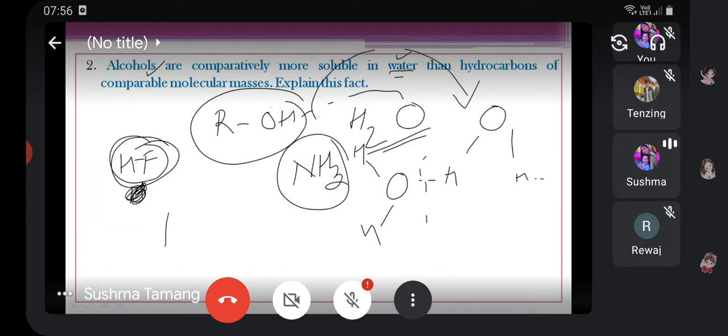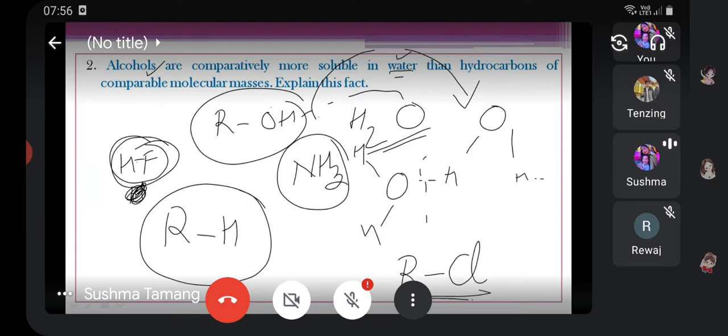A hydrocarbon has only carbon and hydrogen, so it is unable to form hydrogen bond, and because of that it is insoluble in water. Like the question we did earlier, though this is polar, it is insoluble in water, as we discussed.